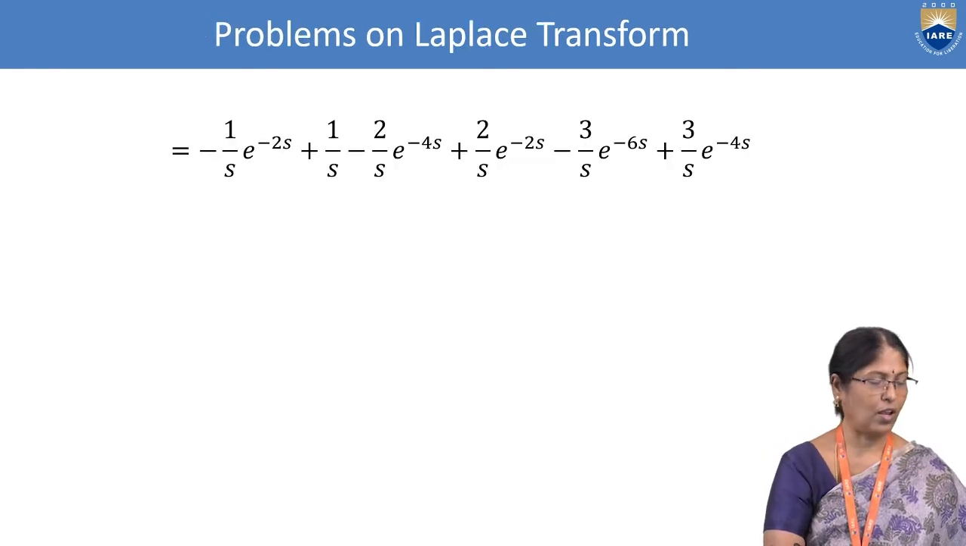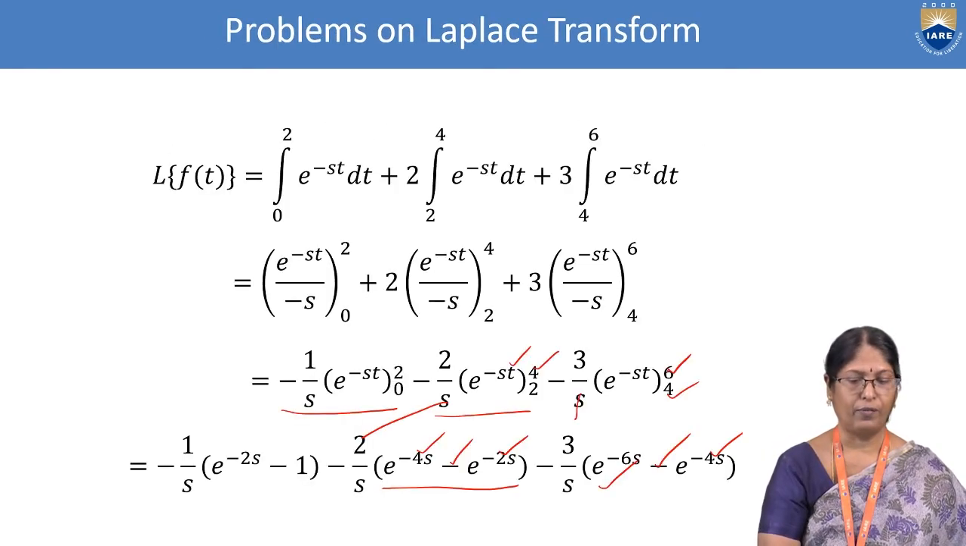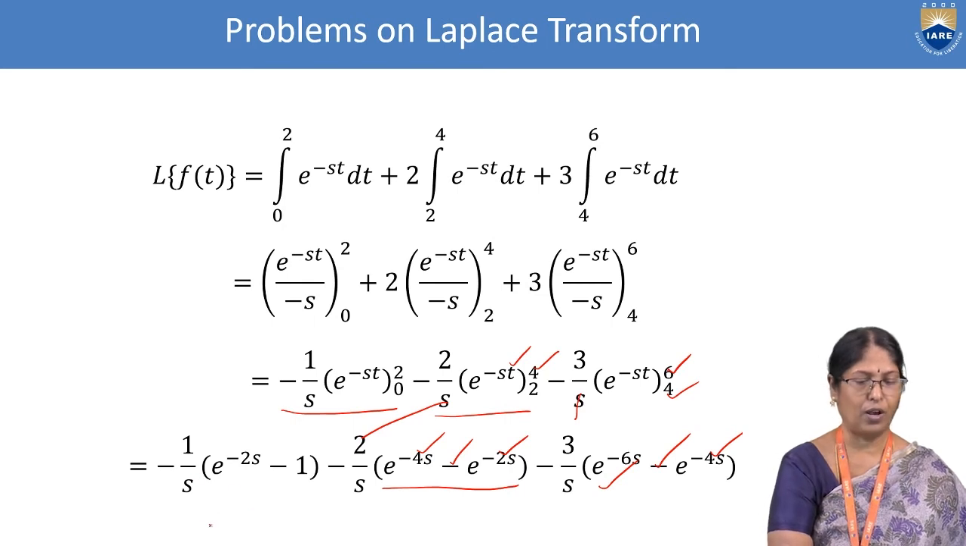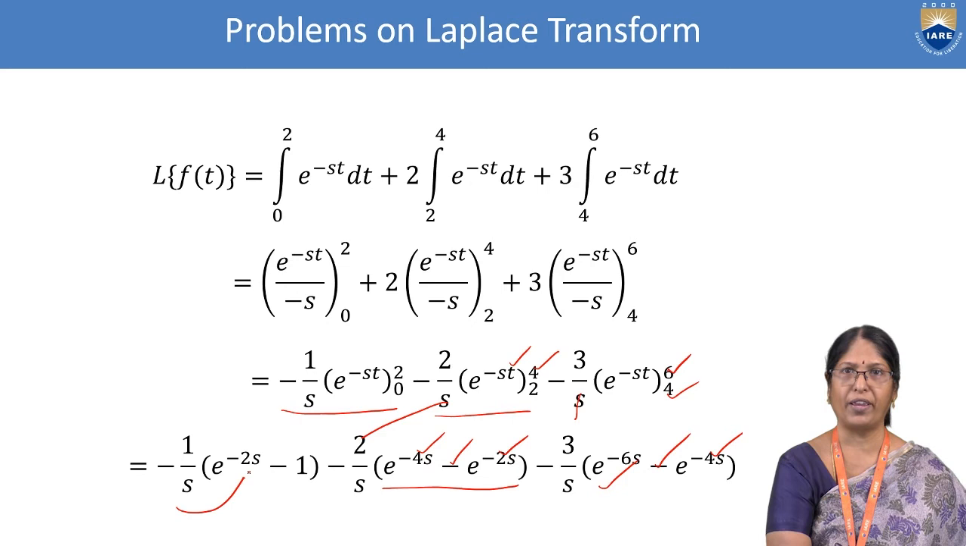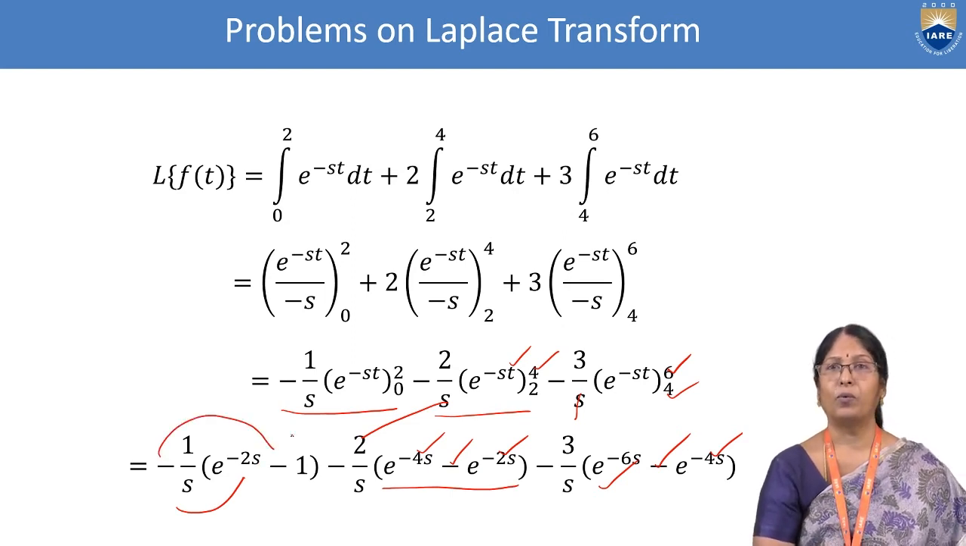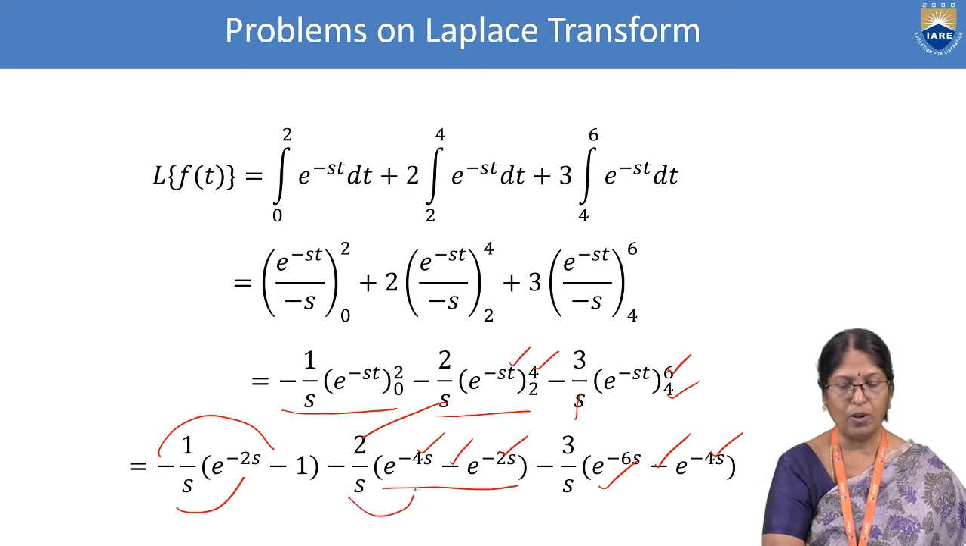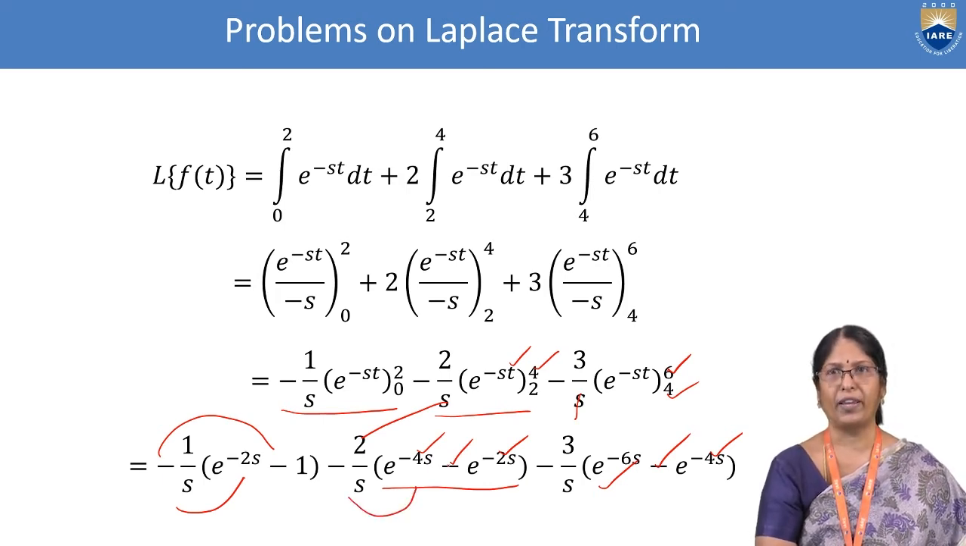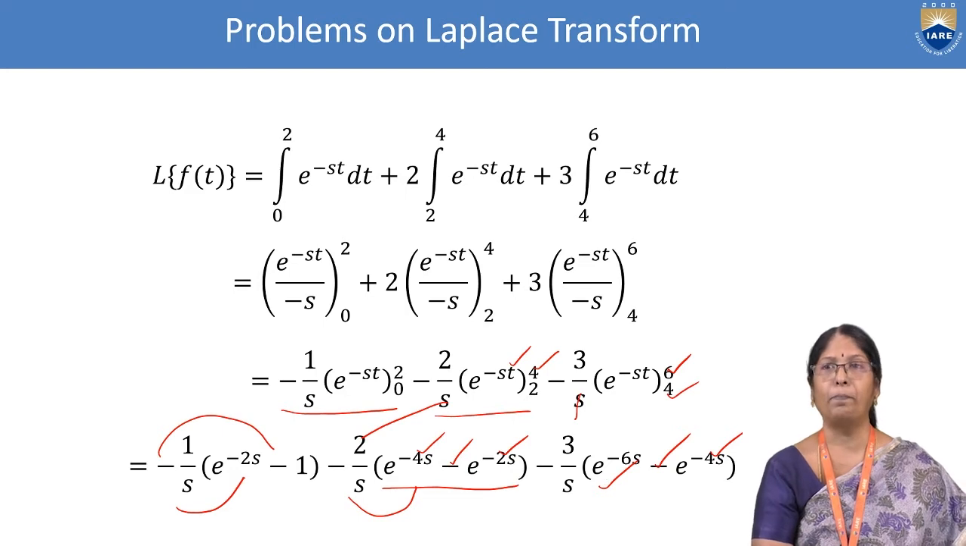So, just now in the previous step, we are going to take this minus 1 by s term completely inside. Then it will become minus 1 by s, e power minus 2s. This 2 we will multiply. So it will become plus 1 by 2s. Similarly, here also minus 2 by s we will take inside. Like that, we are going to completely remove the bracket.